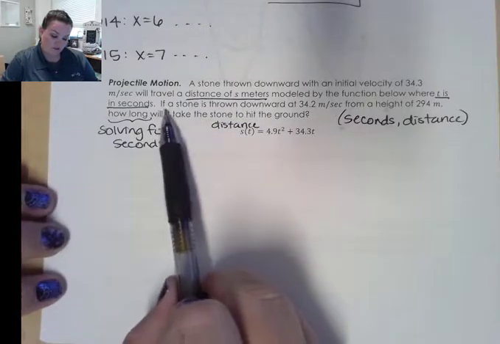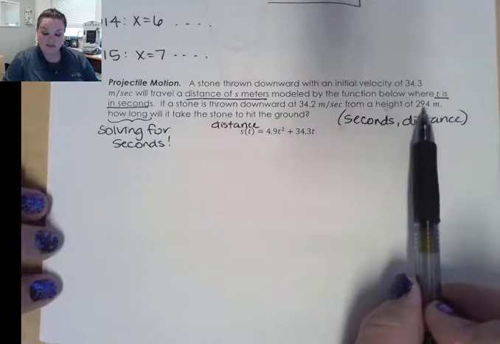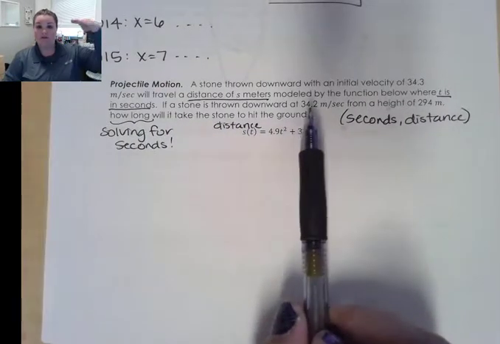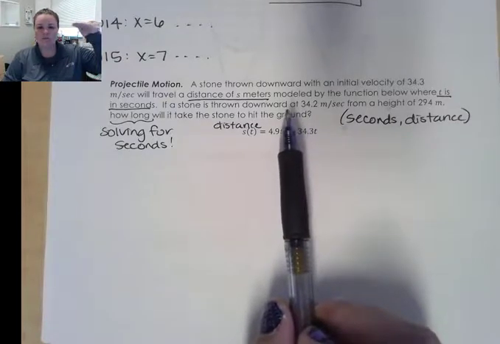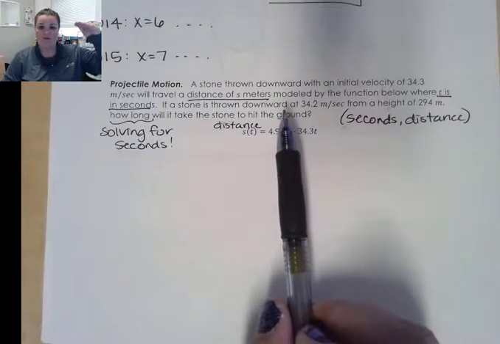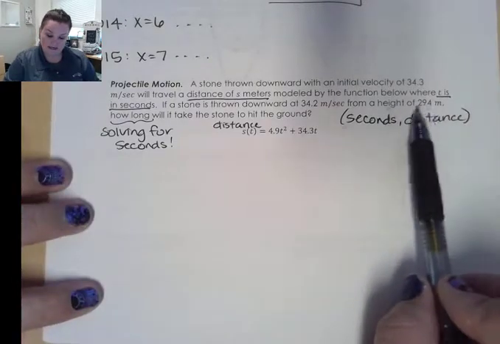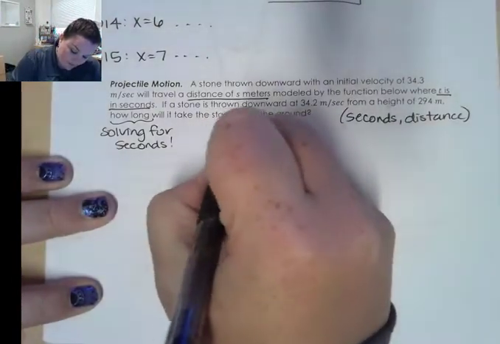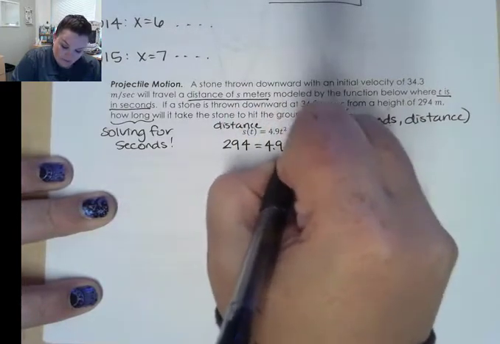So it says if a stone is thrown at this rate from a height of 294 meters, how long will it take the stone to hit the ground? So if I'm dropping it from 294 meters, and it goes all the way down and hits the ground, it has traveled a distance of 294 meters. So that is my distance, 294, and I just set that equal to my function.